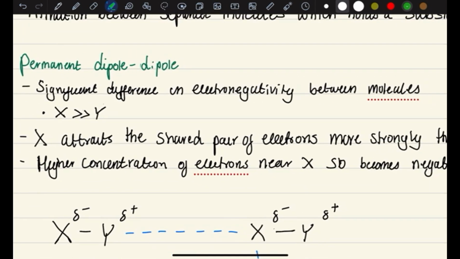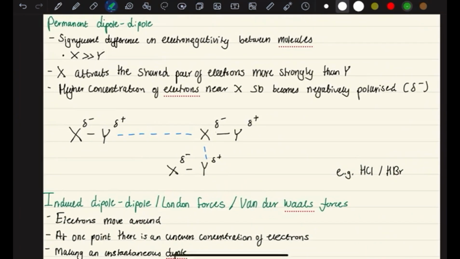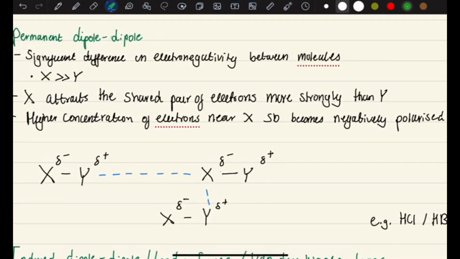Here I said X and Y. So X is attracting that shared pair of electrons more strongly onto it. So there's a high concentration of electrons or charge nearer to X. So this becomes your negatively polarized one. If you want to see my full writing, negatively polarized X. Yeah, and Y is going to be positively polarized. What we're saying is that there can be an electrostatic attraction between these different molecules. If we accept that this is one molecule, and this is another molecule, right? We can have an electrostatic attraction between them, shown in the blue line, yeah? Between the delta plus and the delta minus. And that would be a permanent dipole-dipole interaction.